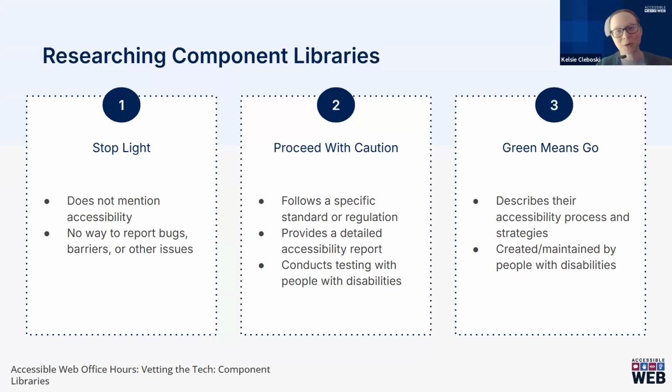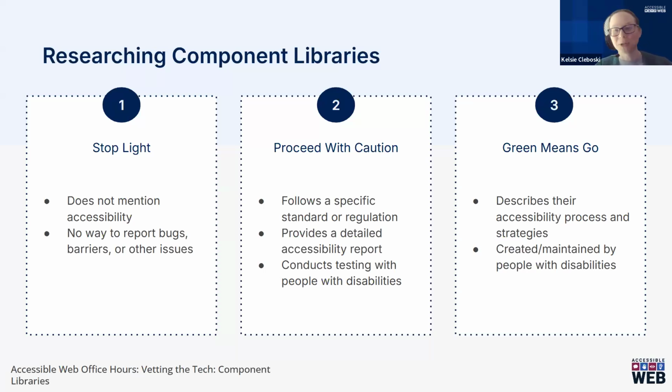Our second set of tests: if they pass here, we can proceed with caution. If the component library documents that they follow a specific standard or regulation, such as the Web Content Accessibility Guidelines and a specific conformance level, or the Americans with Disabilities Act or the European Union accessibility requirements, that's usually an indication that they are at least thinking about accessibility. If they provide a detailed accessibility report, and if they report that they conduct testing with people with disabilities. These are generally good signs that they're thinking about accessibility, and that this may be a component library that you can move forward with.